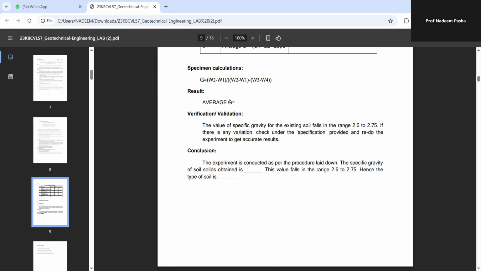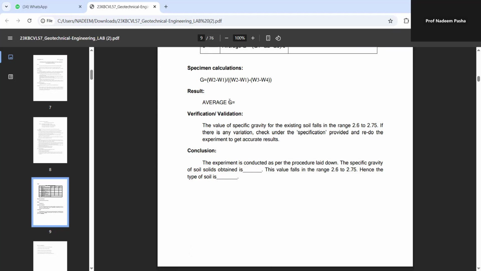The value of specific gravity for the existing soil falls in the range of 2.6 to 2.75.